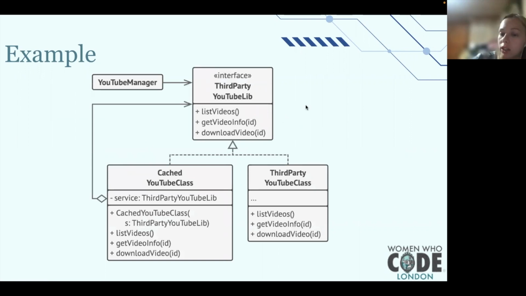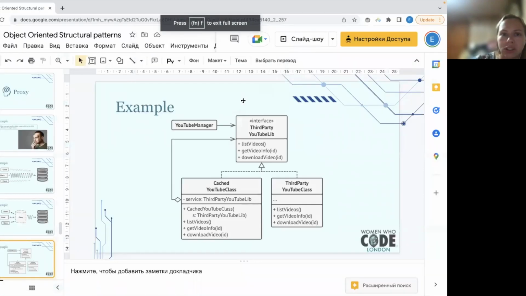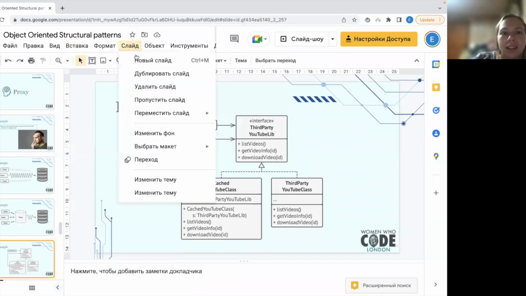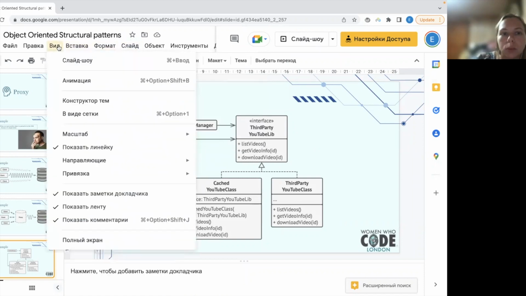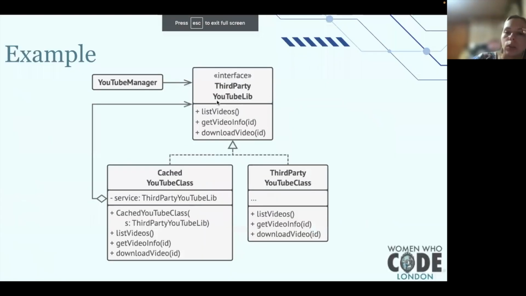So maybe in this example, you have some third-party YouTube library, and it can list videos, get video info, and download video. And again, it is stupid. Even if it downloads the video, it doesn't store it anywhere. Yeah, so even if it downloads something, it doesn't store it. And if you refresh your page, this stupid YouTube library will download it again. We don't want that. We want something smarter.